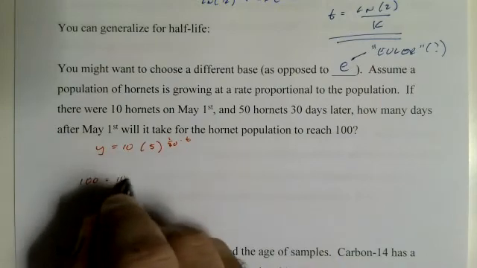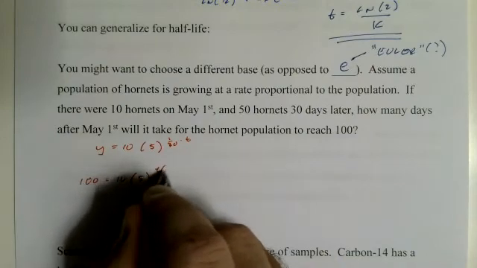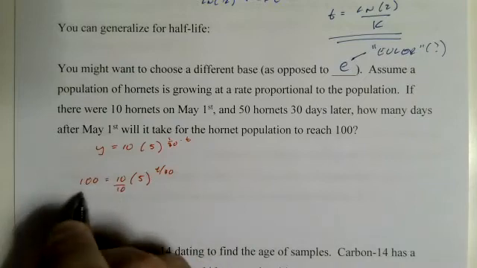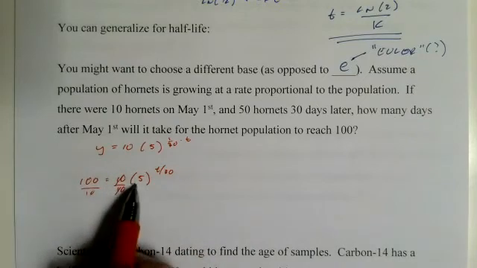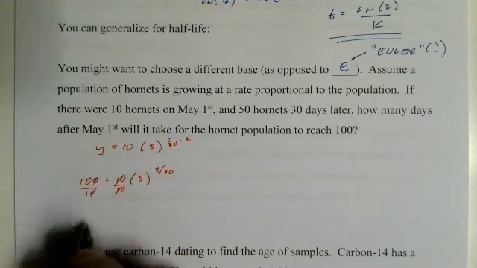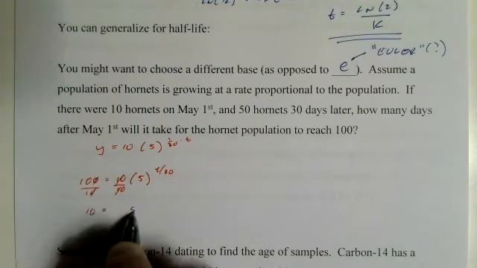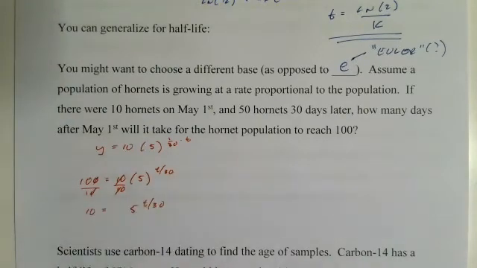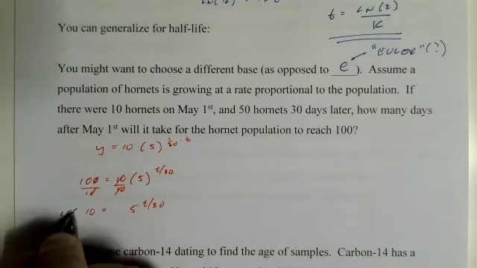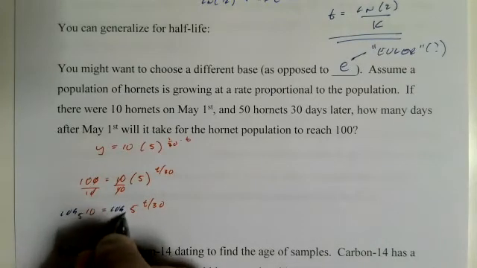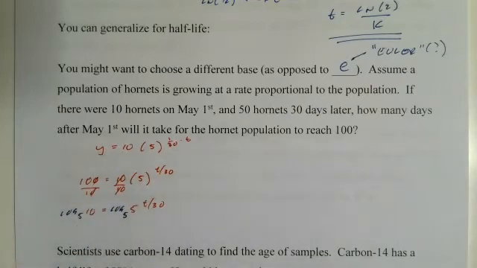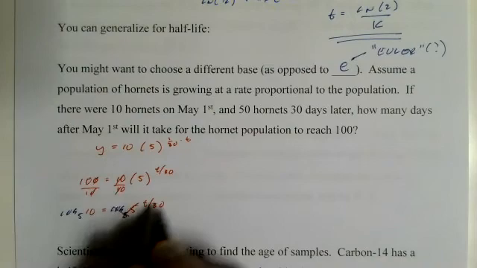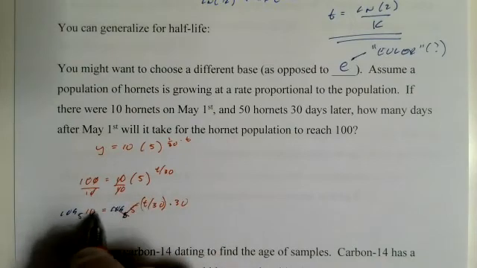100 equals 10 times 5 to the t over 30, divided by 10 on both sides. Remember that the 5 and the t over 30 are glued together. 10 equals 5 to the t over 30. Let's do log base 5, because then these cancel. And then I just take that multiplied by 30.